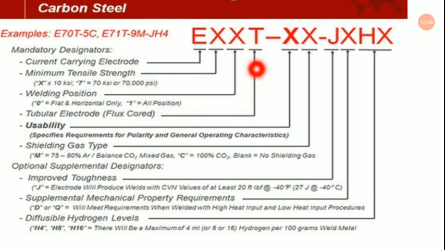Okay, now the next letter is very important, which is the coating. Here, in this case, a tubular electrode with flux coat, it is always giving you the flux coat. Next there will be some usability, then the shielding gas type is also there, and optional supplemental designations are also there. Improved toughness, supplemental mechanical property requirements, and diffusible hydrogen levels are also there. So you have to just remember these terms. These are going to be very important for your examinations. So the first 4 to 5 letters you have to remember.